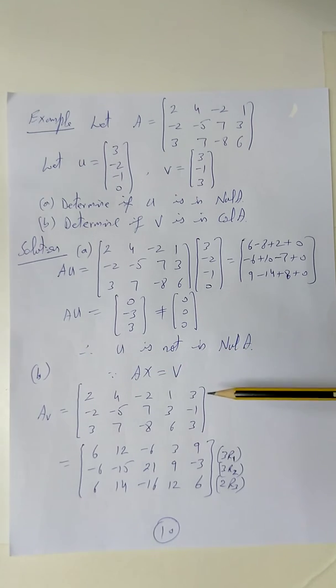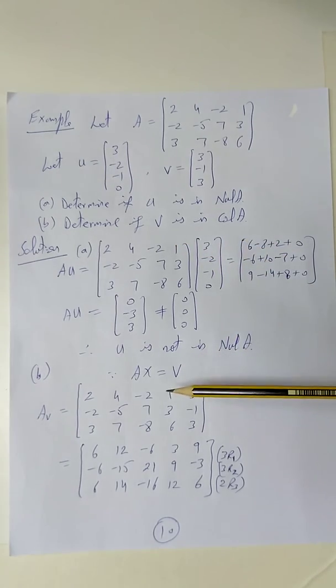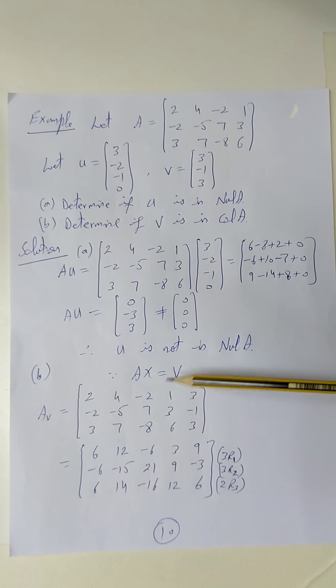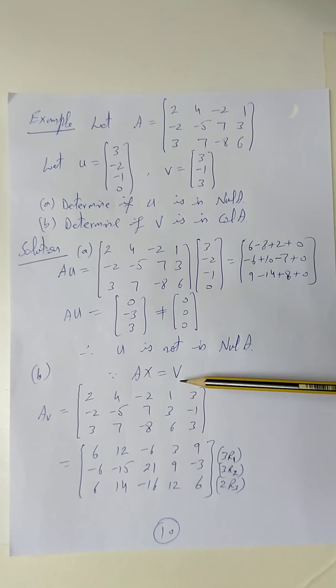Now to check whether v is in column A or not, we know the definition: Ax is equal to v. If Ax equal to v has a solution, then v is in column A. And if Ax equal to v does not have a solution, then it is not in column A. Now you know very well from the previous lecture how to find a solution.